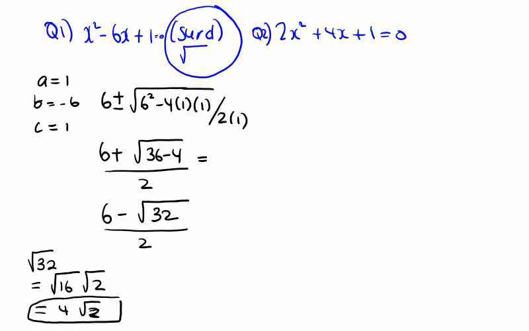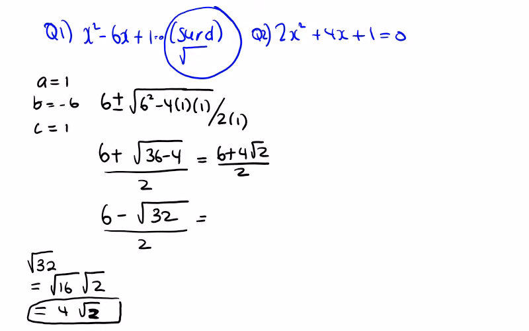It'll give you surd form first, and then you can change it to a decimal using the SD button. So this is going to become 6 plus 4 root 2 over 2. And when you're asked in surd form, this bottom number will divide into the two top numbers. And we have 6 minus 4 root 2 over 2. So the first solution, I'll write them here.